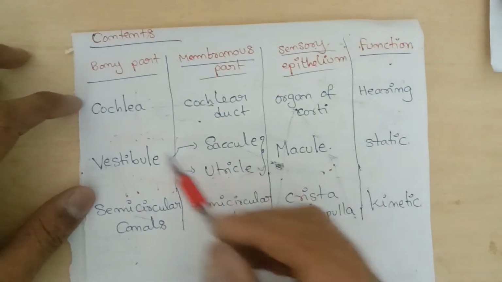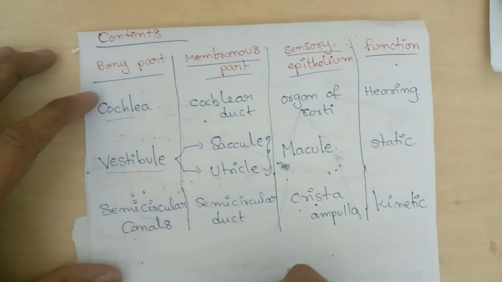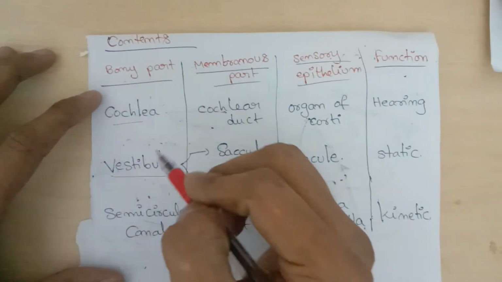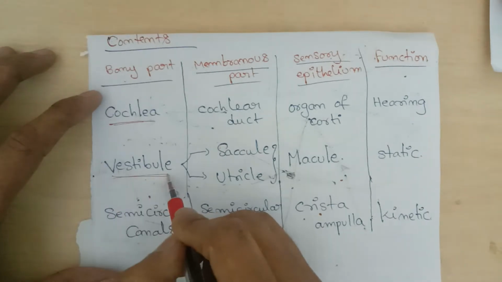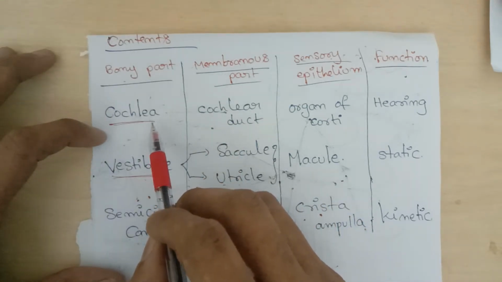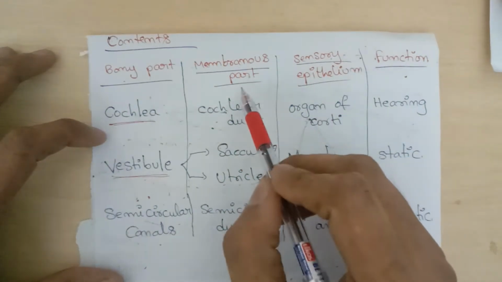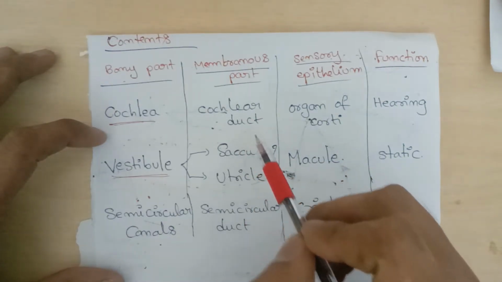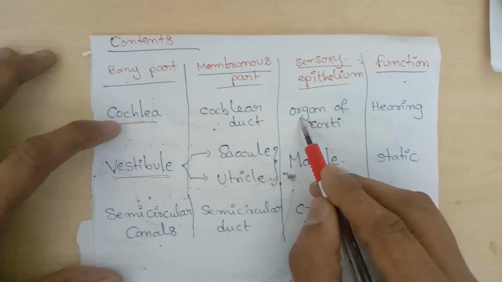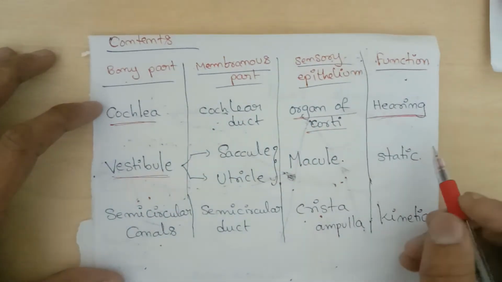Contents: first, this is the cochlea, and this is the vestibule and semicircular canal. The inner ear is made up of membranous and bony labyrinth. I will discuss the bony parts now. The cochlea is a bony part, the vestibule is a bony part, and the semicircular canal is a bony part. In the bony part of the cochlea, there is a membranous part called the cochlear duct, and the cochlear duct epithelium is modified and forms a sensory part called the organ of Corti. Its function is hearing. For hearing, this cochlear apparatus is important.